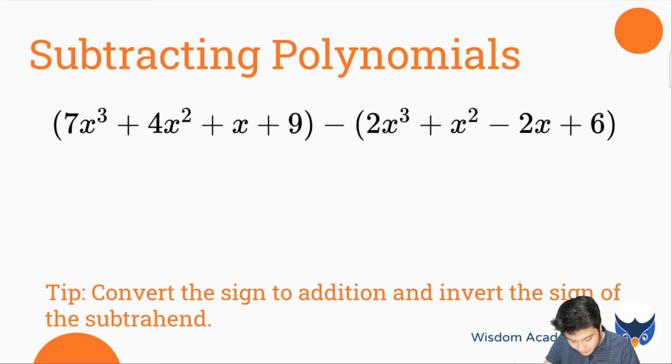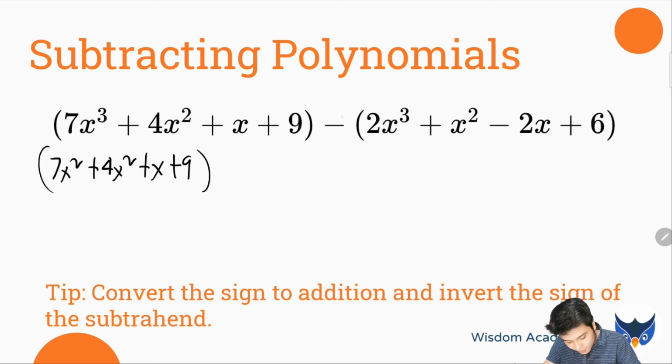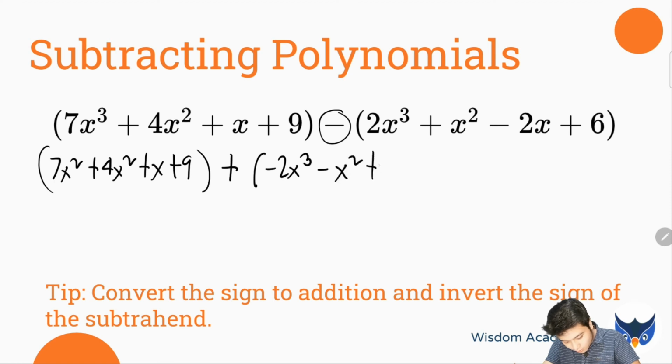Na medyo mahaba-haba. Again, 7x squared plus 4x squared plus x plus 9. Convert the problem into addition, and then I'll invert the sign of the subtrahend. Yan. Negative 2x cubed minus x squared plus 2x minus 6. So, let's just solve it for now.